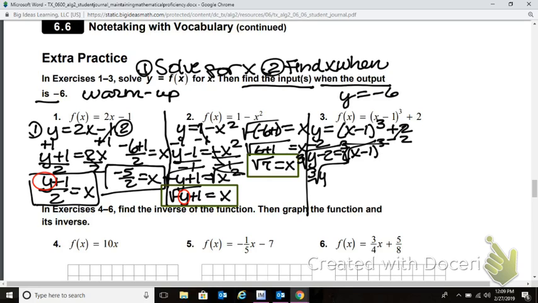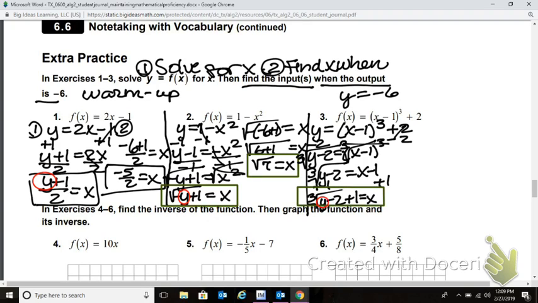We get cube root of y minus 2 equals x minus 1. Sorry, x minus 1. Add 1 to both sides. You get cube root of y minus 2, make my radical a little shorter again, plus 1 is not under the radical, and that would give you your x.